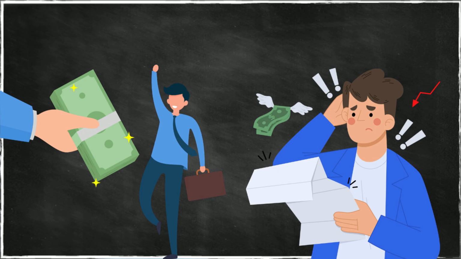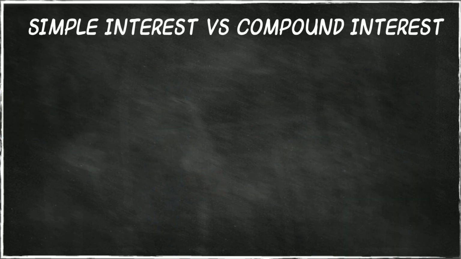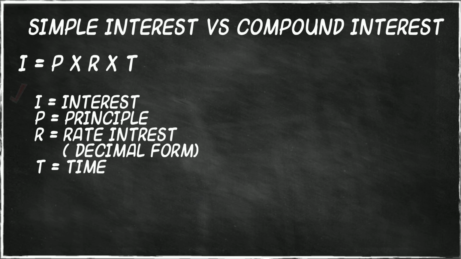The formula for simple interest is I equals P times R times T. I is the interest earned. P is the principal. In other words, either the amount of money you have saved or you have borrowed. R is the annual interest rate in decimal form. In other words, just divide the interest rate by 100. And then T is time in years.